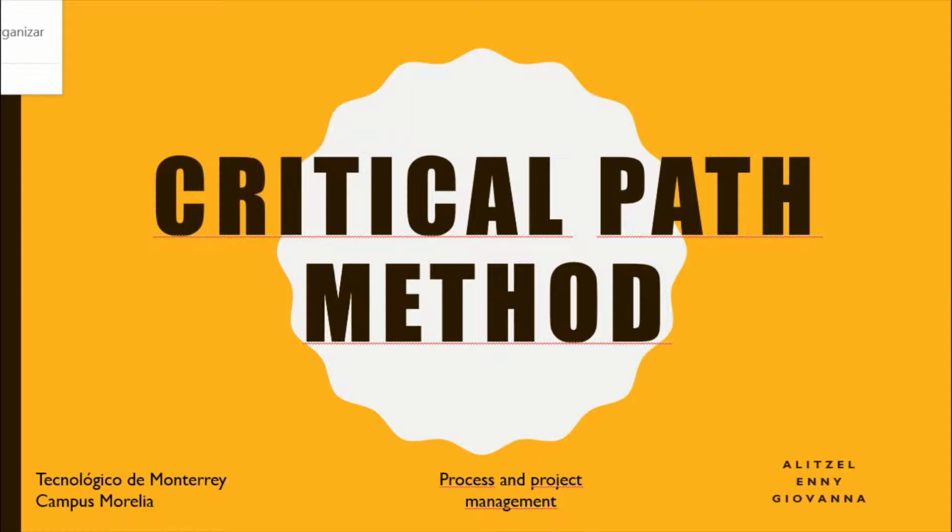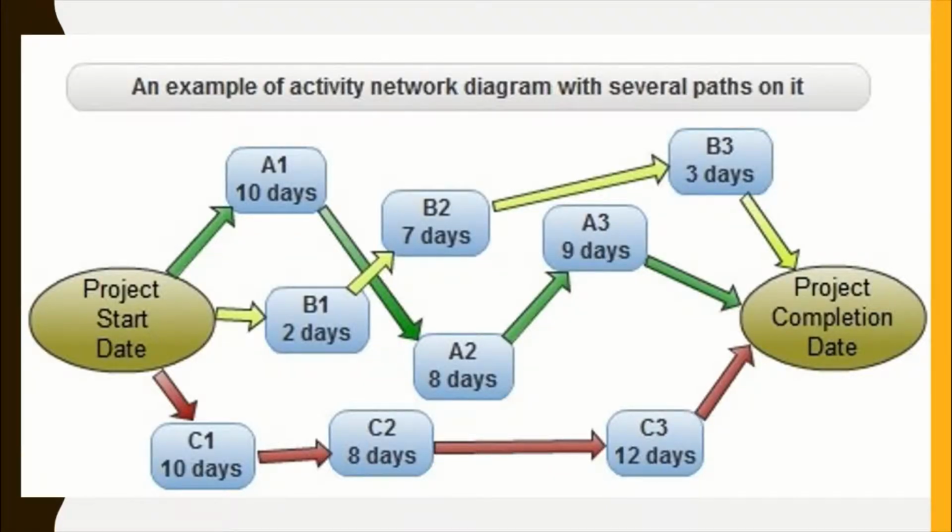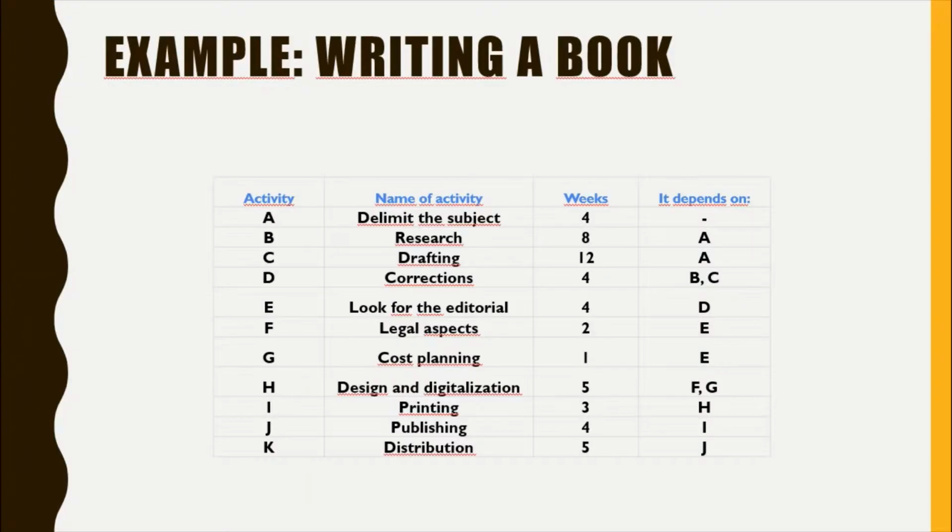the critical path method from the process and project management. This method is frequently used in the development and control of projects. It's an algorithm for scheduling through a diagram to outline all the activities in which a project is divided. It specifies the type of relationship between one and another, as well as its duration.